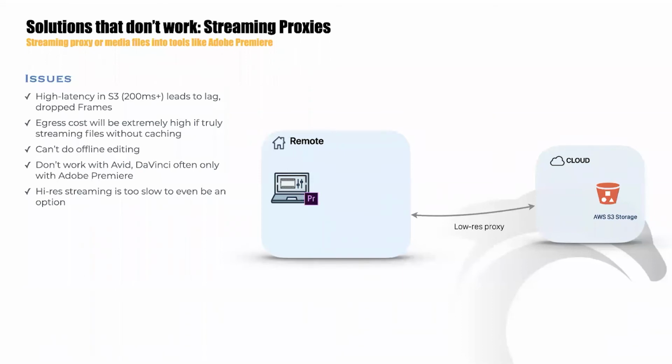And since this is unpredictable, the latencies can sometimes even go into seconds. There is no guarantee on that. So what does that mean? If you have a true streaming solution, it will lead to lags and dropped frames and stutter, and that is not great for editing. The other problem with a true streaming solution, if it really existed, would be the egress cost. So every time you streamed from the cloud, you would have to pay the egress cost.